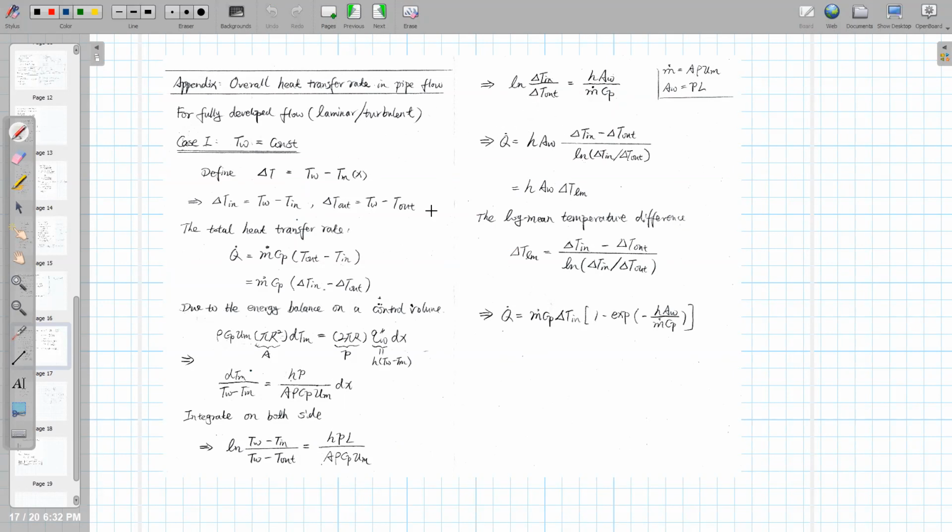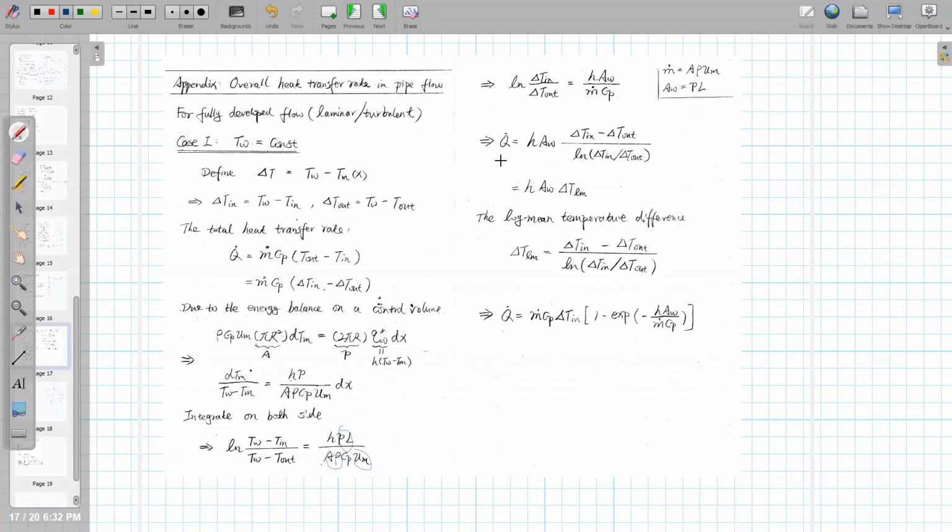Okay, so if you write this as delta T single, you can make it shorter: ln(delta T in divided by delta T out) with h A_w over m dot Cp, and this m dot is just rho times A times Um. This is the mass flow rate, so this term is m dot, Cp, and A_w is the pipe wall surface area.